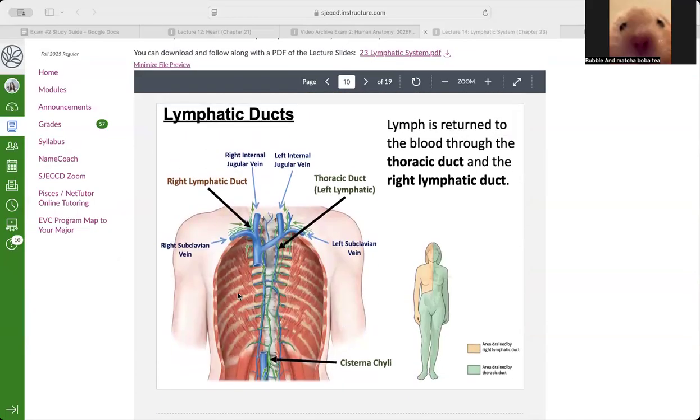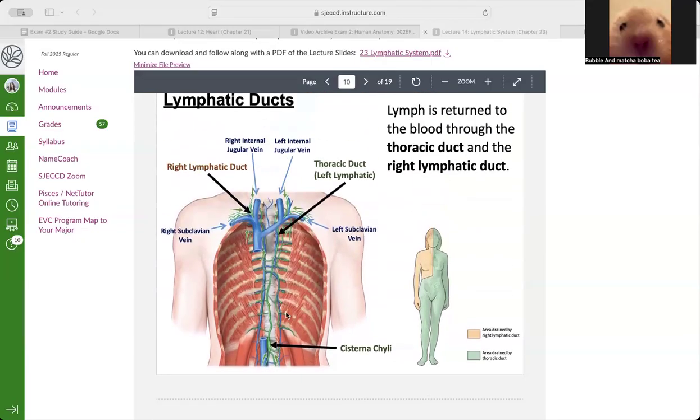Lymphatic ducts. Lymphatic ducts will drain fluid from the lymphatic system back into the cardiovascular system. As you can see here, the thoracic duct is 75% of it, so it does most of the work. And the other one is the right lymphatic duct, which is only about 25% of it.